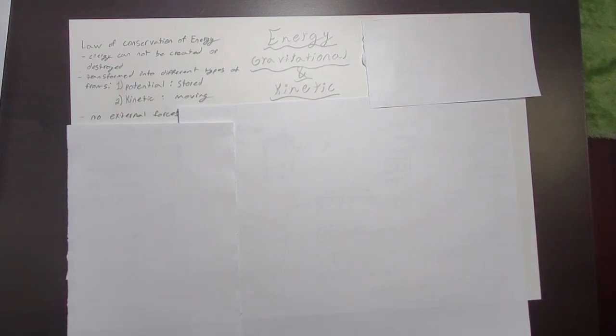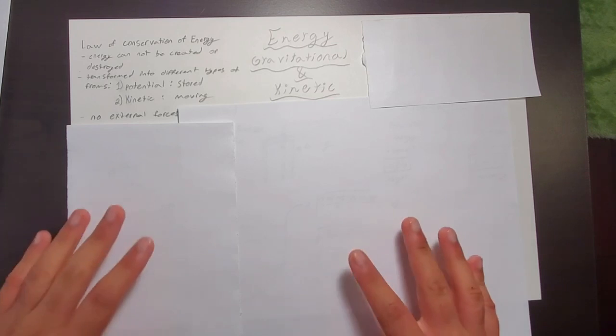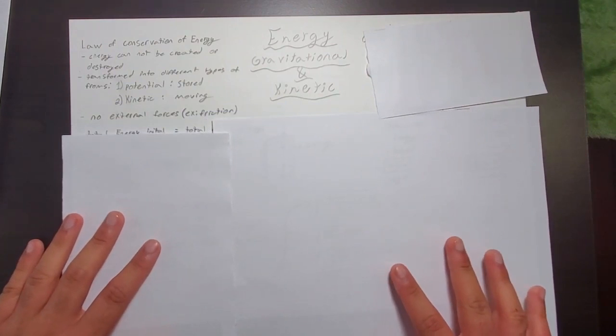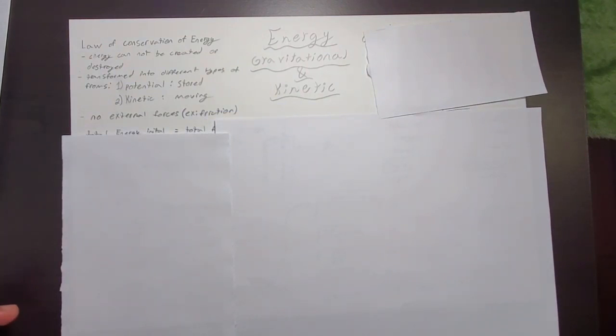This law states that no energy can be created or destroyed, but can only be transformed into two forms: potential, which is stored, and kinetic, which is moving. No external force, such as friction, can be involved, as friction is released as heat.